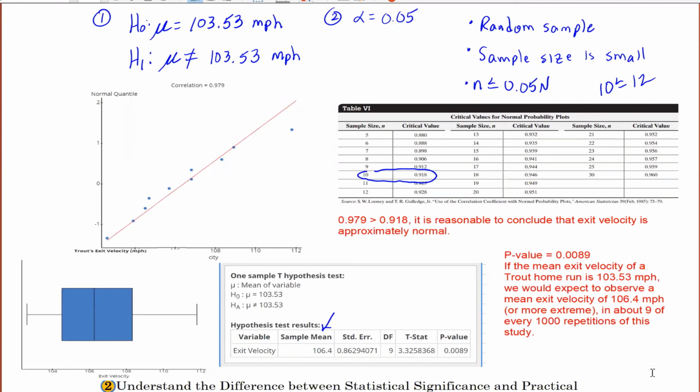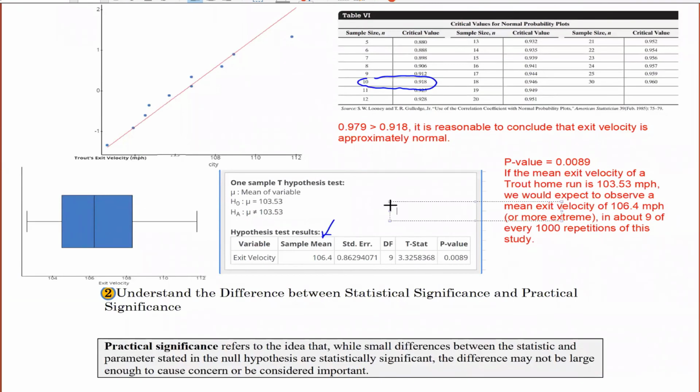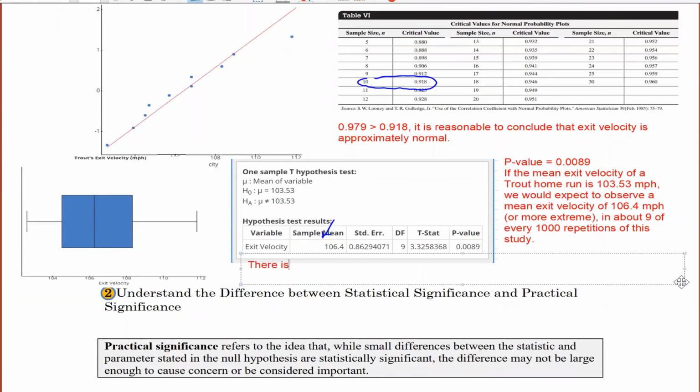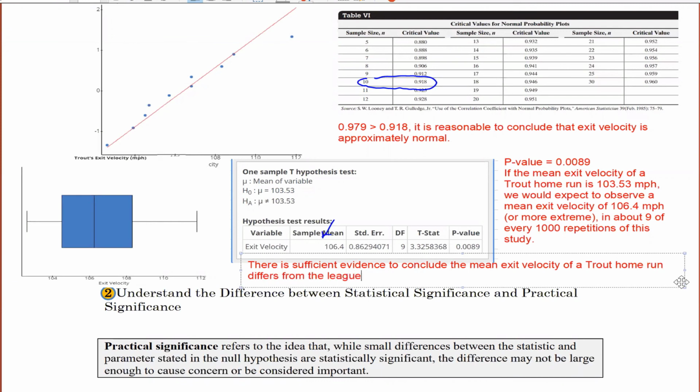And so now we're ready to state our conclusion. There is sufficient evidence to conclude the mean exit velocity of a Trout home run differs from 103.53 miles per hour.